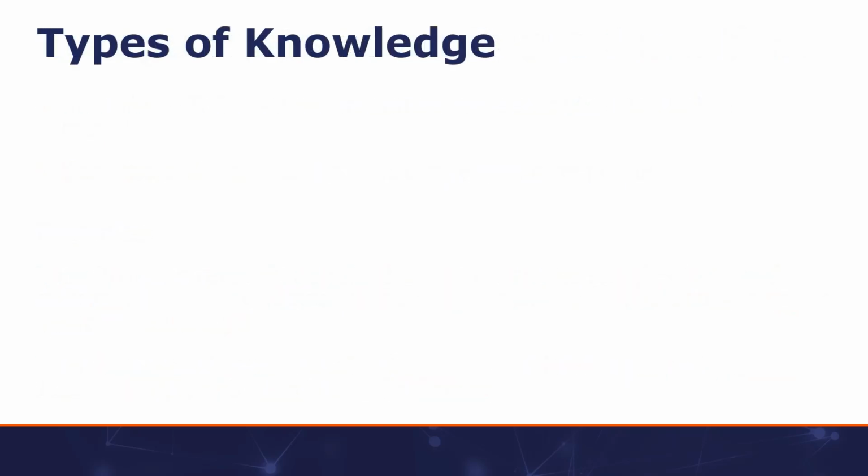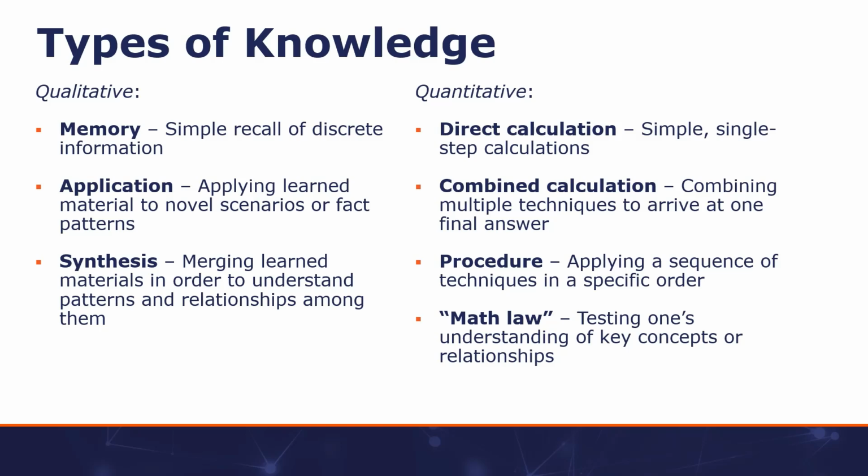Now that we've identified the components of the exam question, our next step is to identify the type of knowledge we're being tested on. Distinguishing between lower order questions and higher order questions will prime us for the type of thinking that the question requires and help us avoid the feeling of panic that typically accompanies higher order questioning. On qualitative exams, we might see memory questions, which call for simple recall of discrete information, application questions, which require us to apply learned material to new situations or fact patterns, and synthesis questions, which require us to merge learned materials in order to understand patterns and relationships among them.